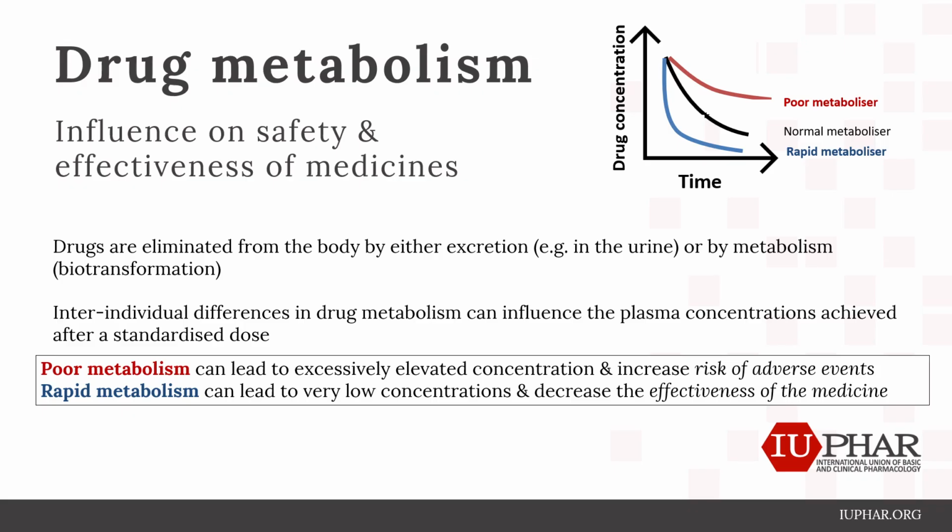Drugs are eliminated from the body either by excretion or by a process called metabolism. Different individuals can have different drug metabolism status, which can influence the plasma concentrations achieved after a standard dose. So, for example, some people might eliminate the drug slowly from the body, and that can lead to excessively elevated drug concentrations. And potentially, this poor metabolism can increase the risk of adverse events.